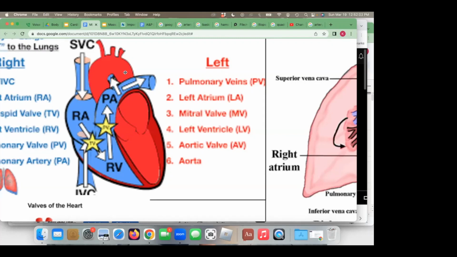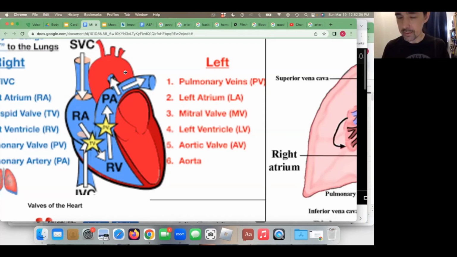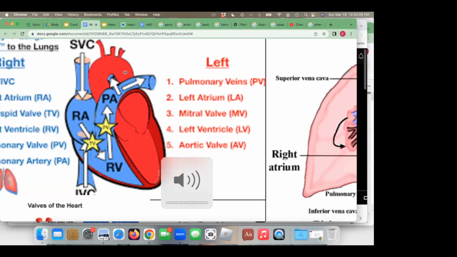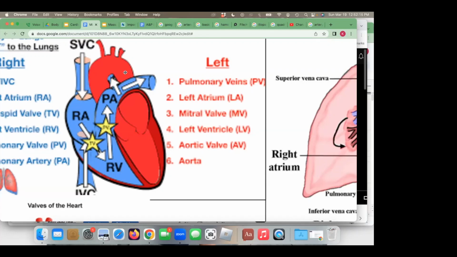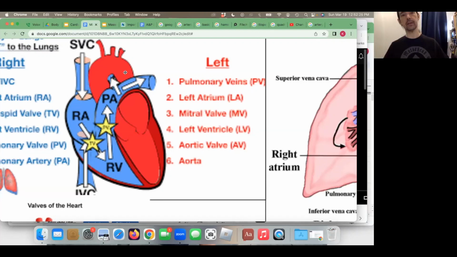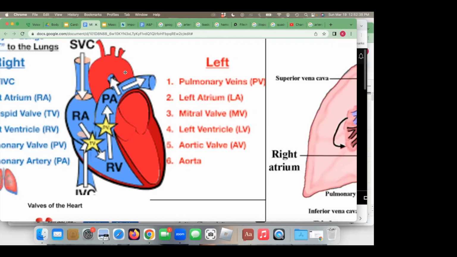I have a question. The right is oxygenated, right? The right side of the heart receives deoxygenated blood. I'm just confused because we were saying left is deoxygenated and right is oxygenated, but on the diagram... That is incorrect. No, that's definitely not correct. The right side is deoxygenated. The left side is oxygenated.